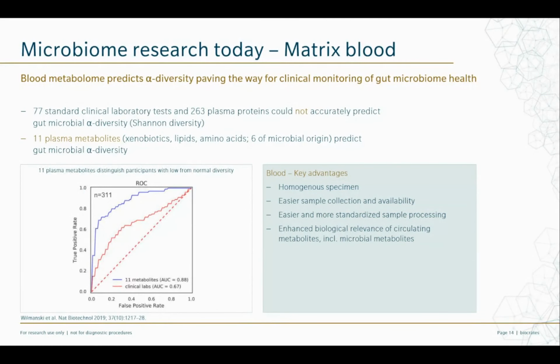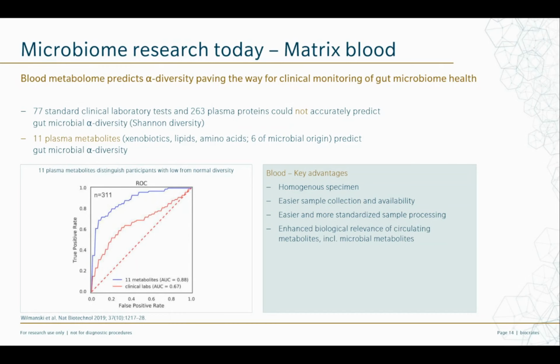But maybe surprisingly to some of you, blood is in fact a very well-suited matrix to study the gut microbiome. A recent study could show that 77 standard laboratory tests and more than 250 plasma proteins fail to accurately predict alpha or Shannon diversity, that is a measure for the number of species and the number of gut bacterial cells per species. And the higher the diversity, the healthier your gut and your whole body. But a panel of only 11 plasma metabolites was indeed able to significantly distinguish individuals with low diversity from individuals with normal diversity.